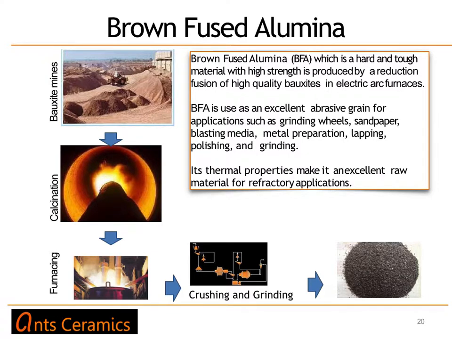So let us see how brown fused alumina is being made. Bauxite is mined; it is calcined and then melted in an arc furnace, cast and ground in different size fractions, and brown fused alumina is made.